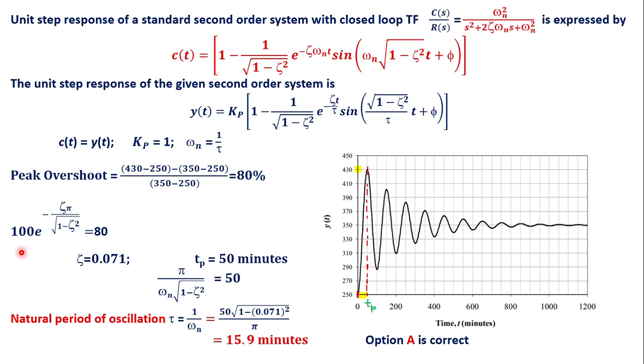80% overshoot means 100 into e power minus zeta pi by root of 1 minus zeta square is 80. So from this if we solve like the other problem where we have found out that for 10% overshoot we can get zeta as 0.071, in the same way.